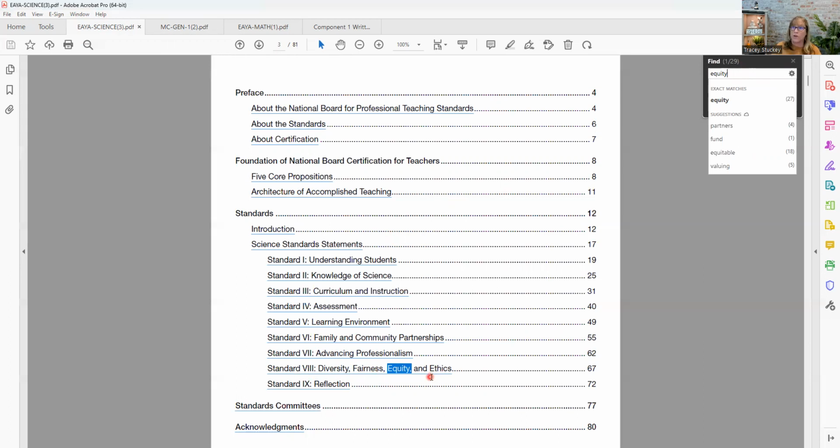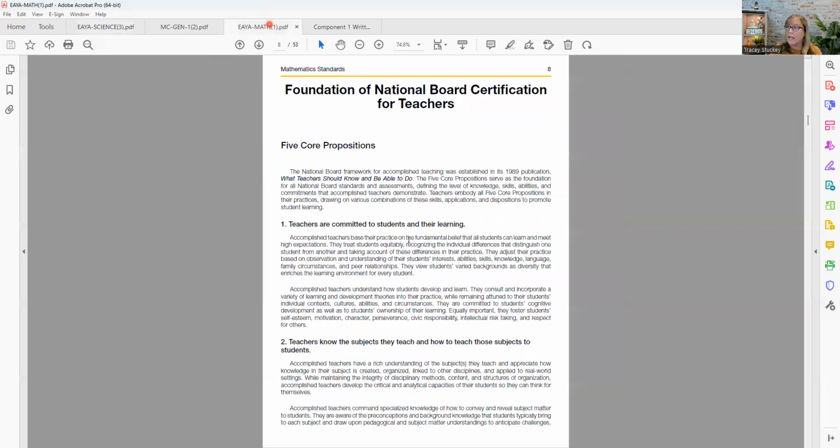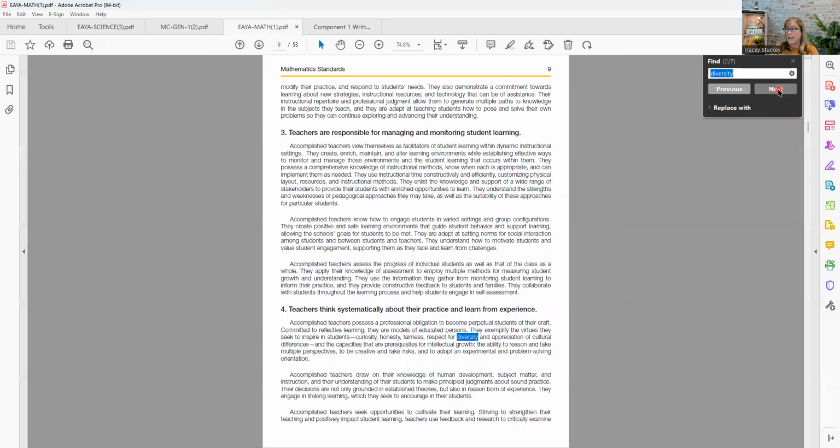So read through your 5 core propositions, read through standard 8 if you're in this area, and really think, what could I annotate out in the margins here of these standards that I have done? Those are the types of things you want to attach to your PGE. And then here we go with EAYA math. This one is so much harder because in this case, there really isn't a specific standard for people in EAYA.